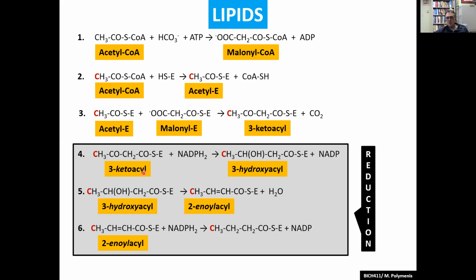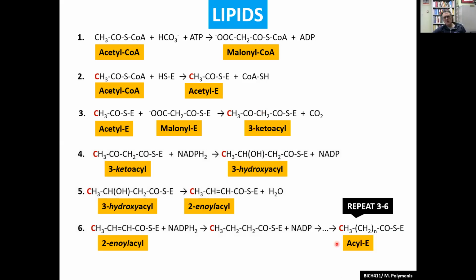But notice how the reducing power is used enormously here. You have to spend 2 NADPHs for every 2 carbons that you add onto the fatty acid. That explains why fatty acid synthesis is such a major sink of reducing power, the NADPHs that you made so copiously in the pentose phosphate pathway, for example.